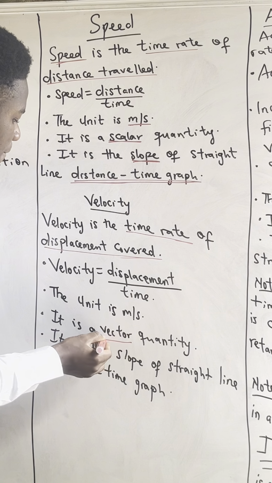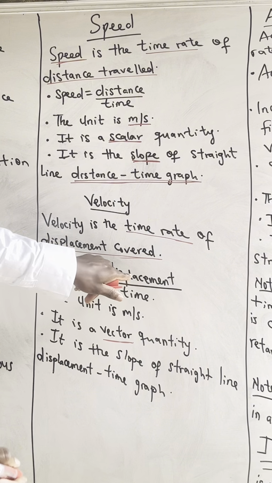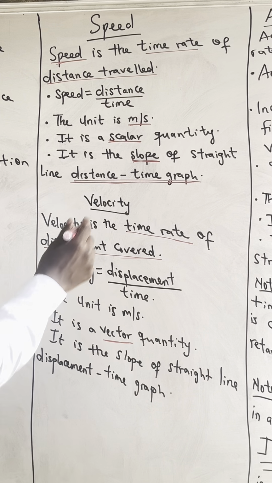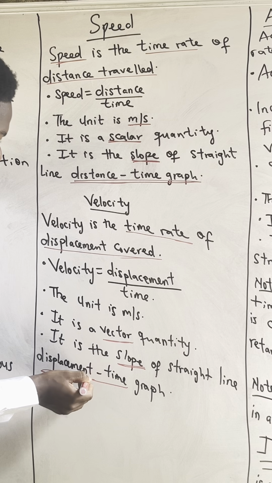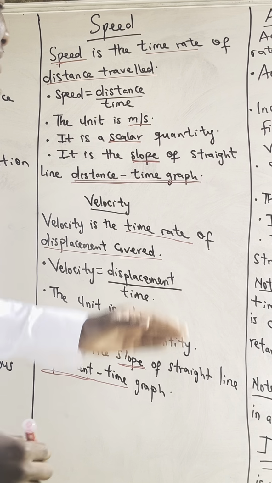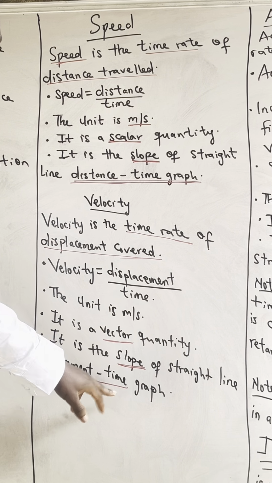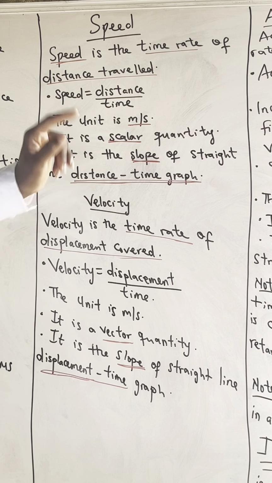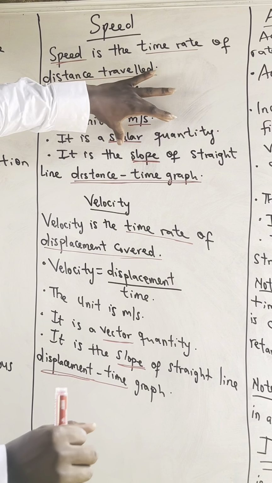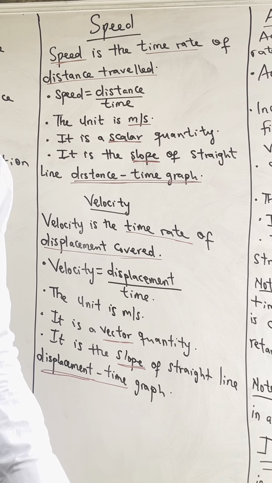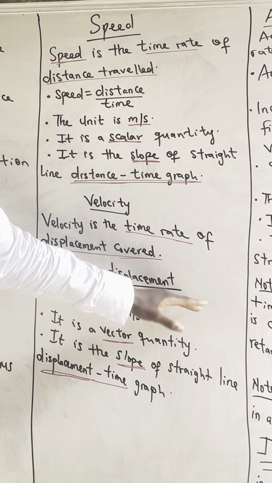Vector quantity. So unlike speed, which is scalar, velocity is what? Vector, because displacement is vector. And also velocity is the slope of the displacement-time graph. So if you see the question, what is the slope of the distance-time graph, the answer is speed. But what is the slope of the displacement-time graph? The answer is velocity. So don't forget that speed and velocity mean almost the same thing, but speed is scalar, while velocity is vector. Distance is scalar, while displacement is vector.